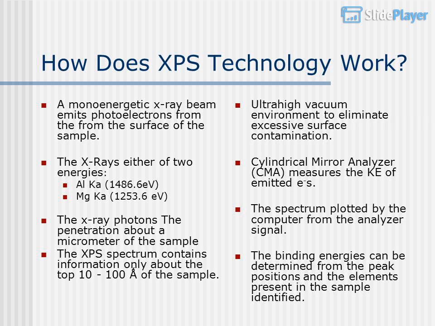An ultra-high vacuum environment is used to eliminate excessive surface contamination. The cylindrical mirror analyzer, CMA, measures the kinetic energy of the emitted electrons. The spectrum is plotted by the computer from the analyzer signal. The binding energies can be determined from the peak positions, and the elements present in the sample identified.